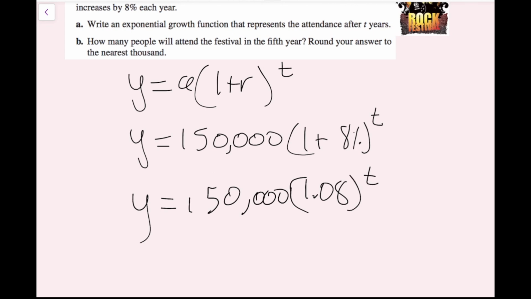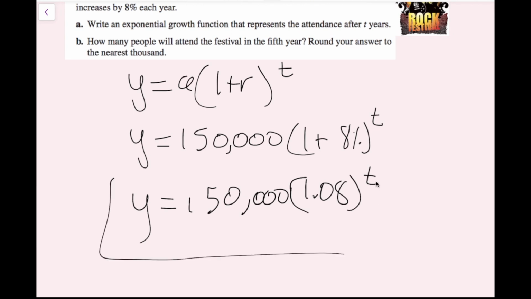For part B, it asks how many people will attend the festival in the 5th year. Round your answer to the nearest 1,000. Well, the first year we had 150,000 people attend. So that's actually going to be when t is equal to 0, because if this is to the power of 0, then this whole thing goes away and I just get 150,000. So t is really the number of years after my first year. In the 5th year, that is 4 years after my first year. So I'm going to plug in 4 for t.